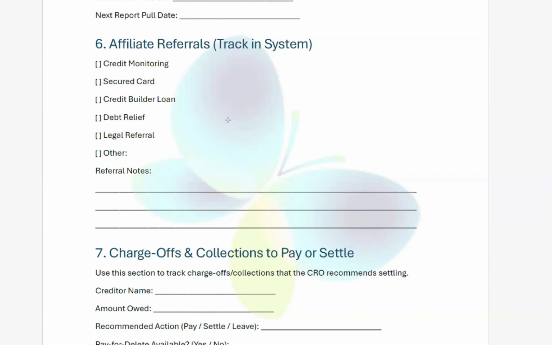Debt relief. Maybe you have a debt settlement company that you're partnered with, and if you get people that need debt settlement rather than credit repair, you're sending them over there. You can also be monetizing that. There's lots of different places that send you a referral fee for that.